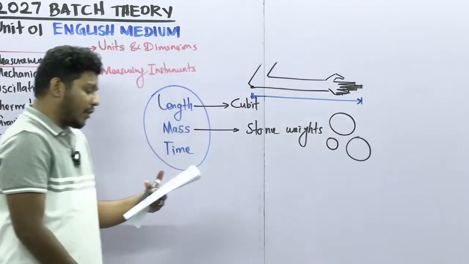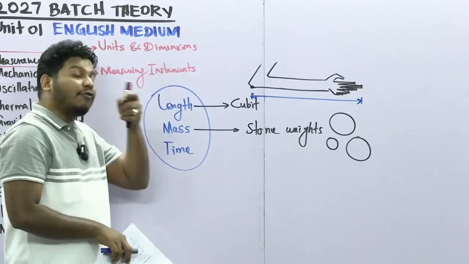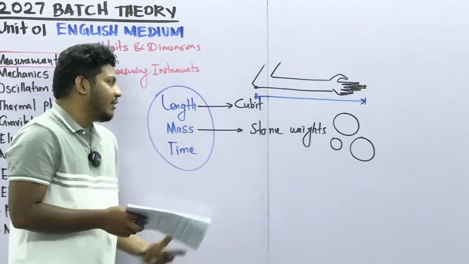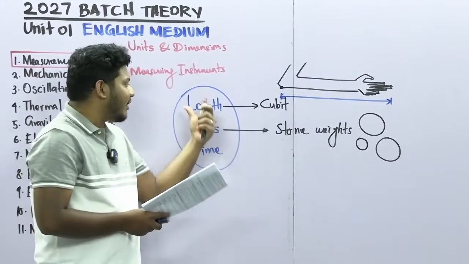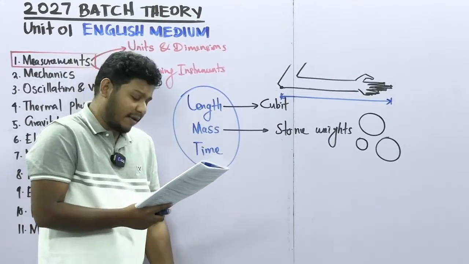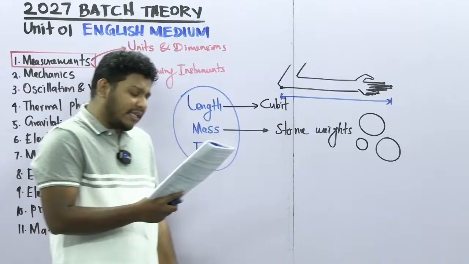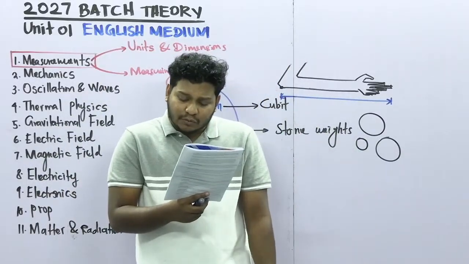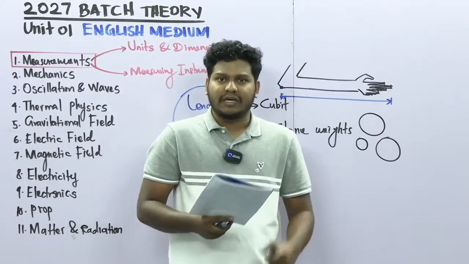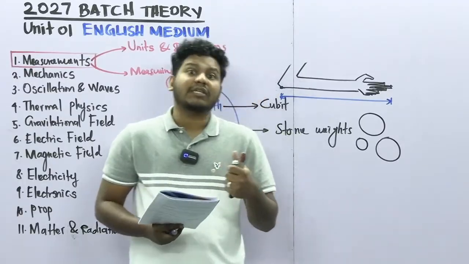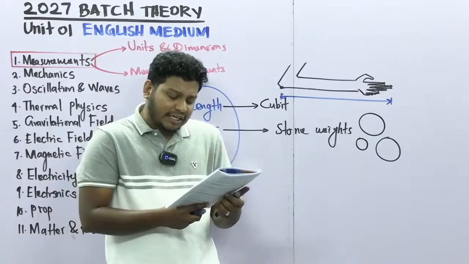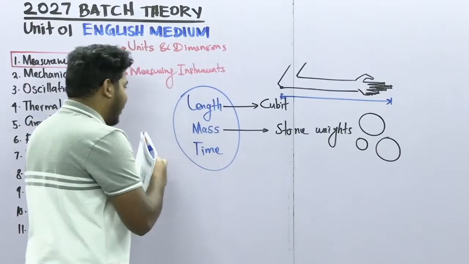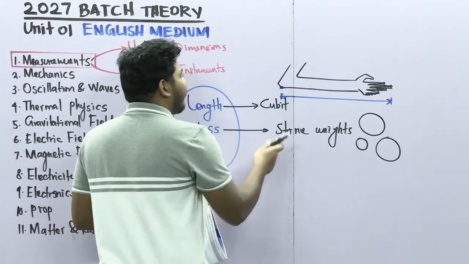So in 400 BC they used these kinds of measurements to measure the length and the mass. At around 500 BC, a standard unit called the mile had been used in Greece and Rome. So in Greece and Rome, they introduced the mile to measure the length.